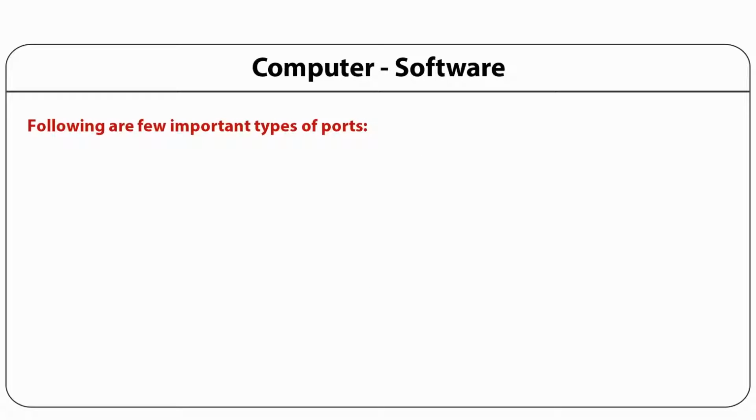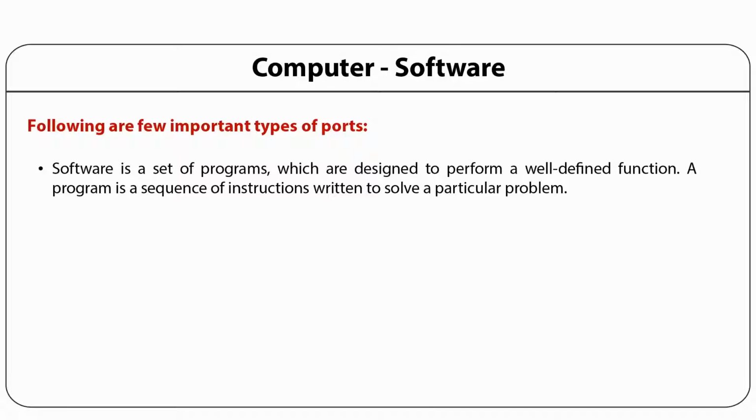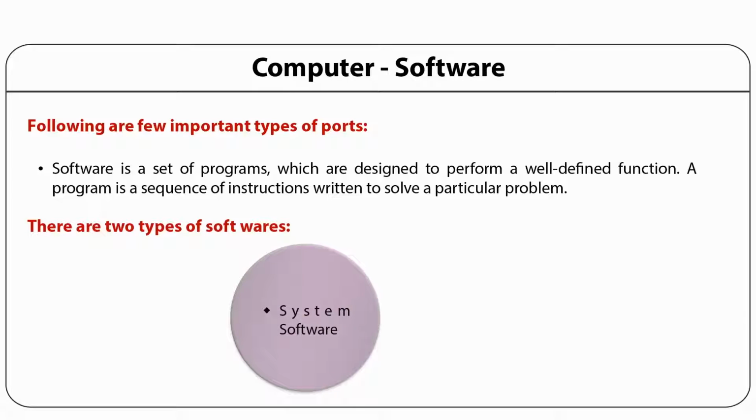Now let us see what the software is. Computer software is a set of programs which are designed to perform a well-defined function. A program is a sequence of instructions written to solve a particular problem. There are basically 2 types of software. One we term as system software and the other one is application software.